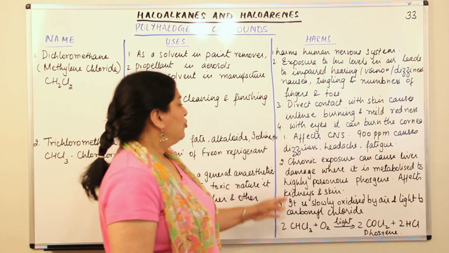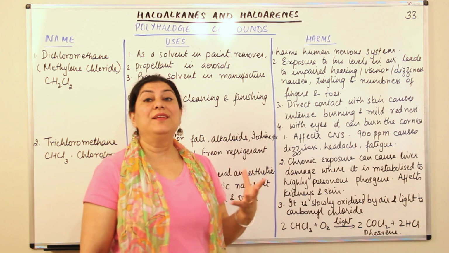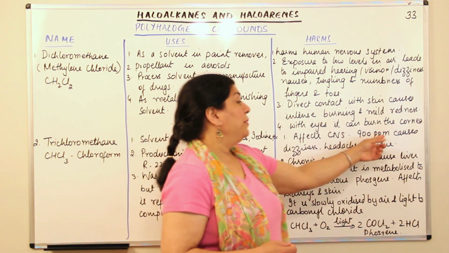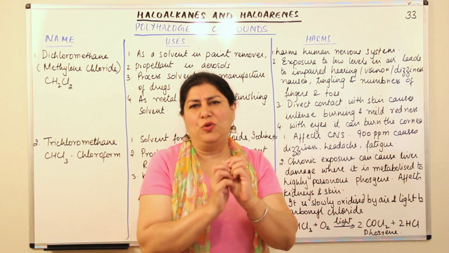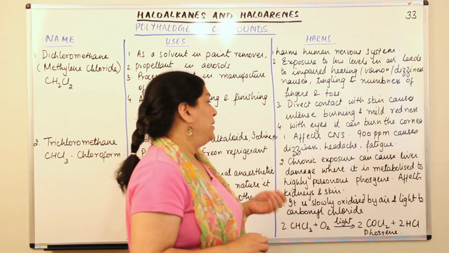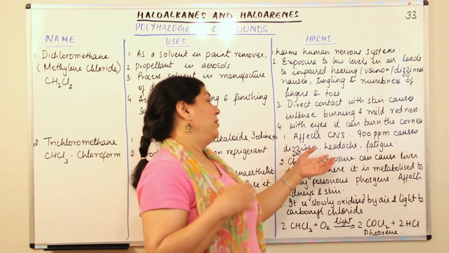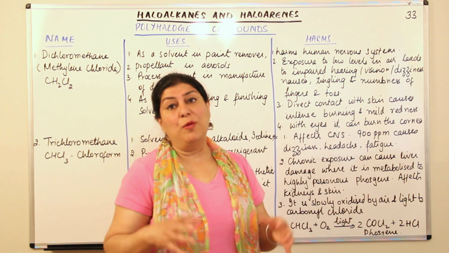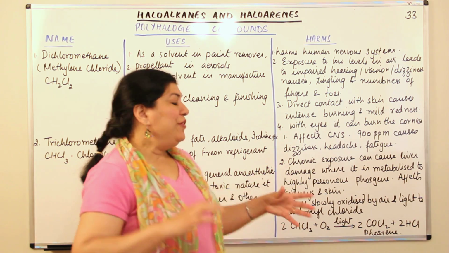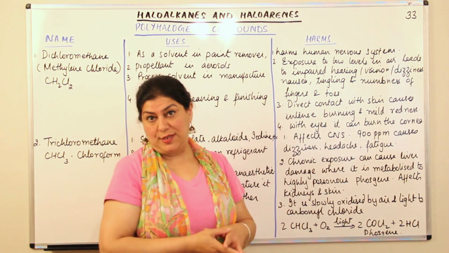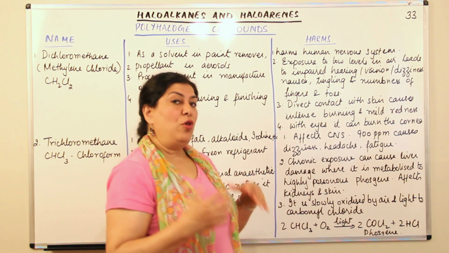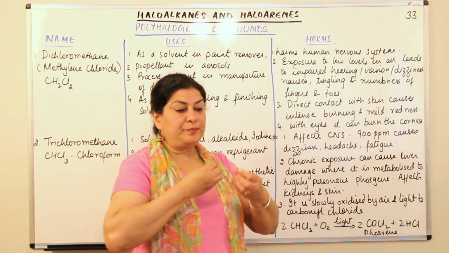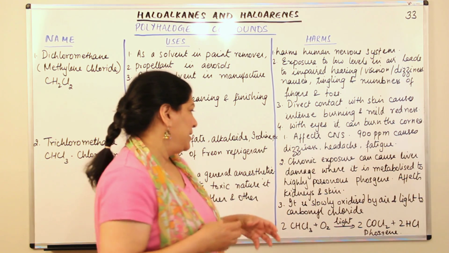What are the harms of this now? It affects the central nervous system. Even 900 parts per million, that is a very minuscule quantity, can cause dizziness, it can cause headache, it can cause fatigue, it can be so toxic that it can harmfully affect you. If you have a chronic exposure to this chloroform, that is for a long time you're getting little doses of chloroform in some form.